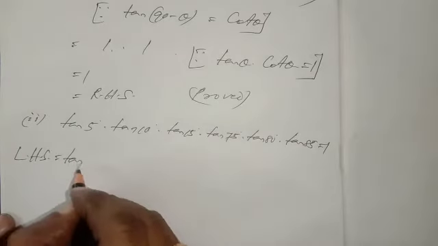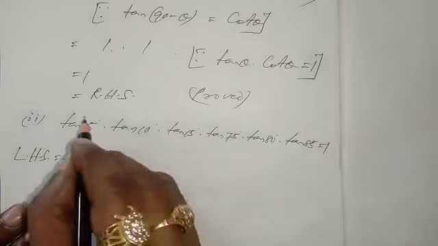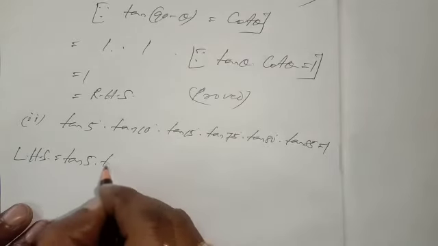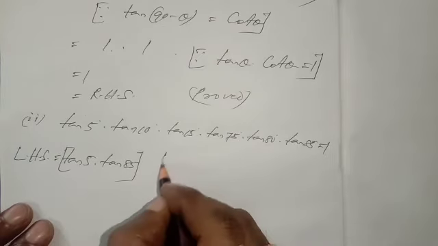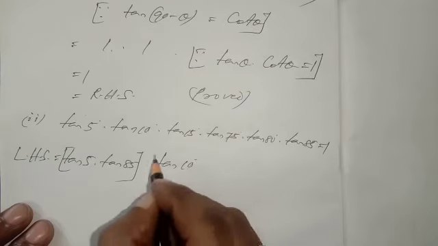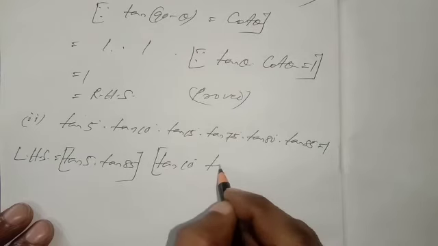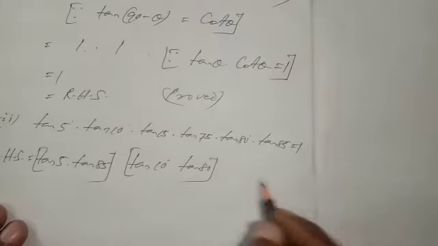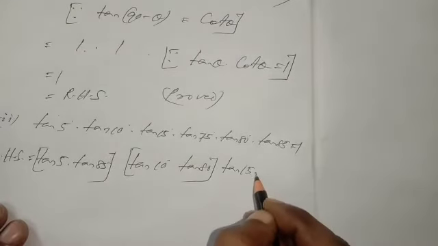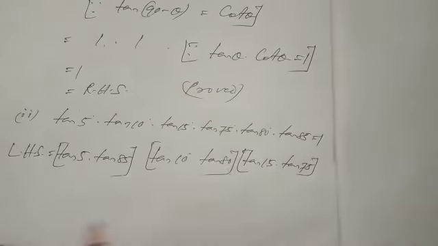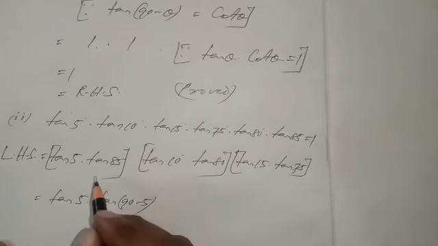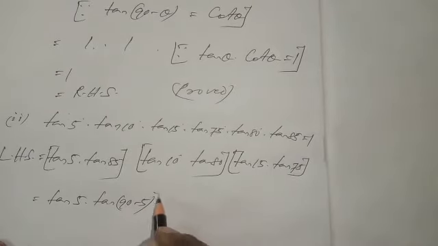That is tan 5. Make it one group here directly: tan 5 and tan 85, tan 5 into tan 85, because these two angles make 90 degree. Again, tan 10 into tan 80, make this one group. After that, tan 15 and tan 75 make another group also, because these two angles make 90 degree. Now any one you have to change. Tan 5, tan 85 means what? 90 minus 5 degree. I am just changing 85 into 90 minus 5. This is one group right here.